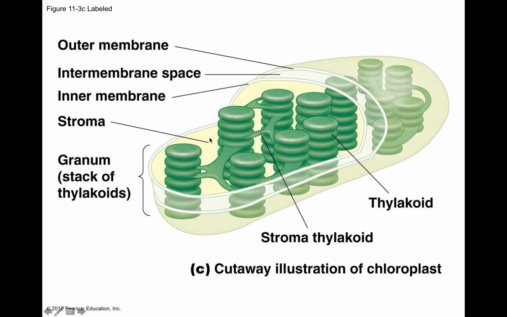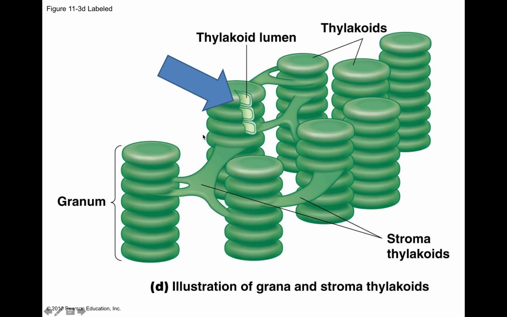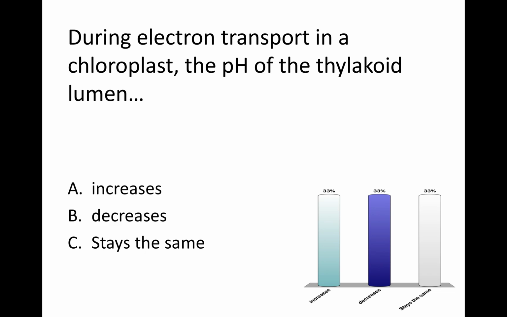So during light-dependent electron transport, protons are pumped into the lumen, and then they're going to come back out into the stroma to make ATP. So protons are pumped into the lumen as a result of electrons moving on this membrane, and then to make ATP, they go back out into the stroma. Okay, so hopefully that'll help you answer this one.